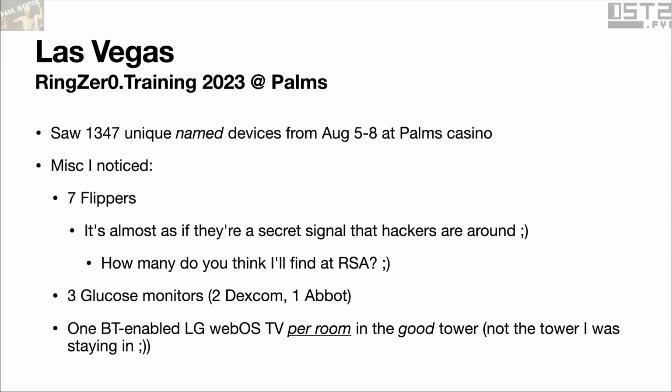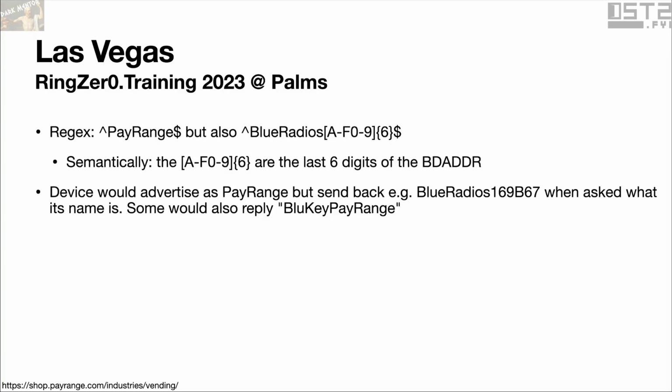Over 4 days at the Palms, I saw about 1,300 unique named devices. There were also 7 Flippers in that, which again, Flippers kind of seem like they're a secret signal that there's hackers around. But I would say one of the most interesting things that I saw at the Palms was things advertising as PayRange. Their normal advertisement was PayRange, but if you sent a query and said, "What's your name?" then it would say, "My name is BlueRadios," and then 6 hex digits, which happens to correspond to the last 6 digits of the BD_ADDR. Additionally, some, instead of saying they were BlueRadios, would say BlueKey PayRange.